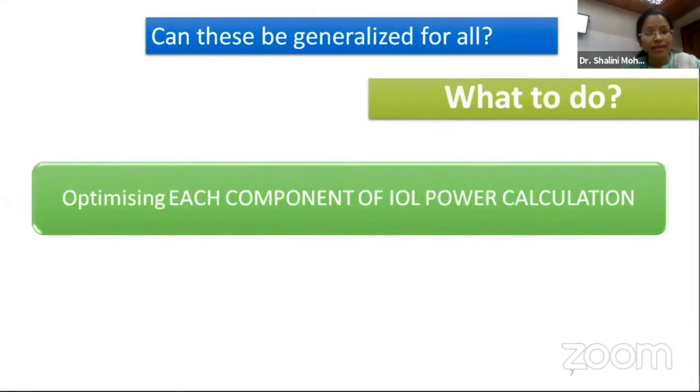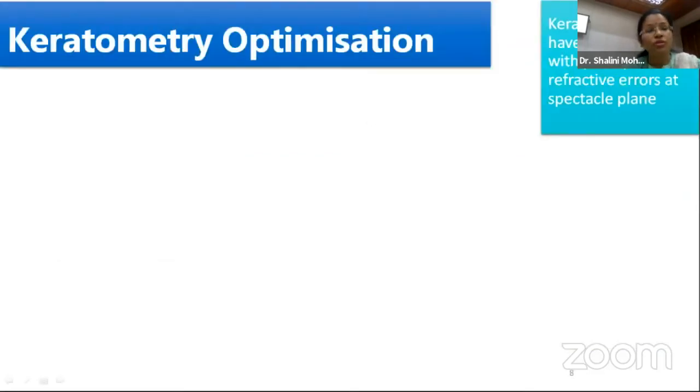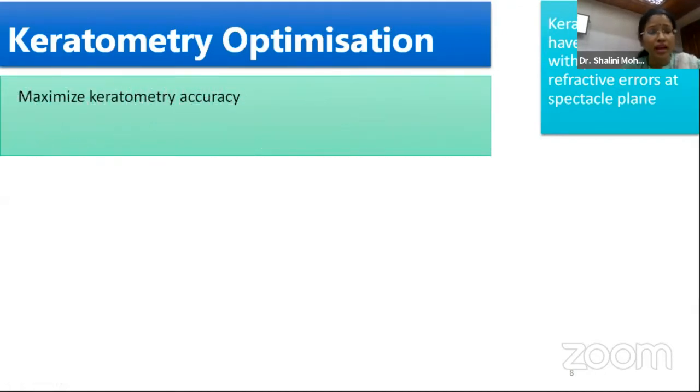So what to do in such a scenario? We need to optimize each and every component of IOL power calculation. So surgeons must personalize their own A lens constant to give a specific formula for themselves, which can be used in their own clinical practices to give the best of the results. So now let's talk about keratometry optimization.